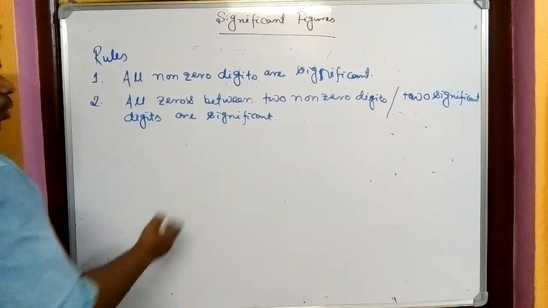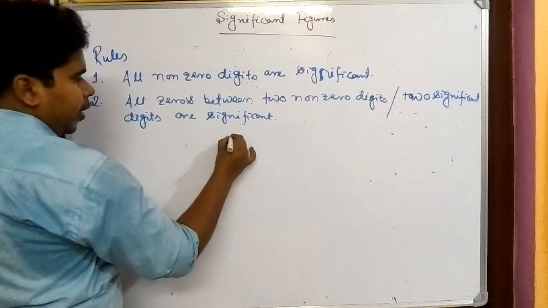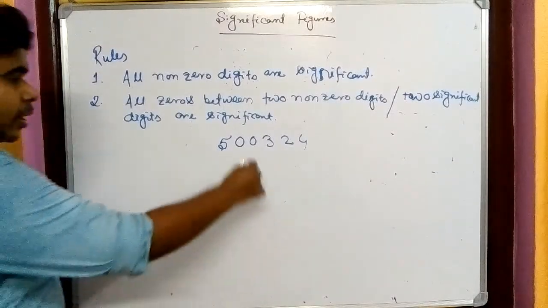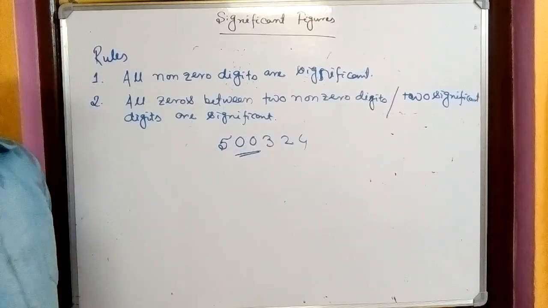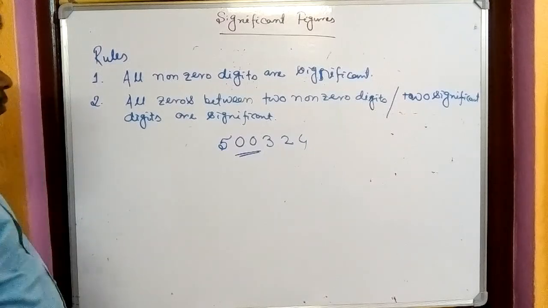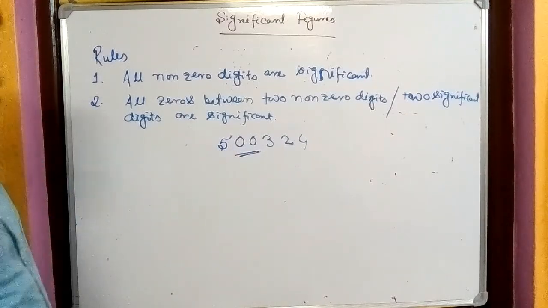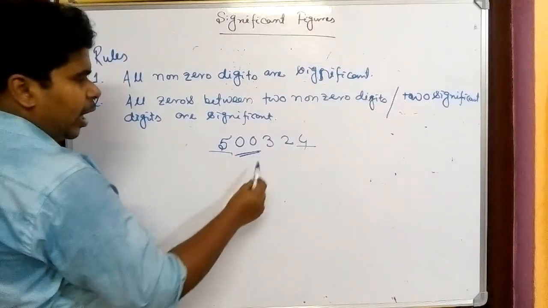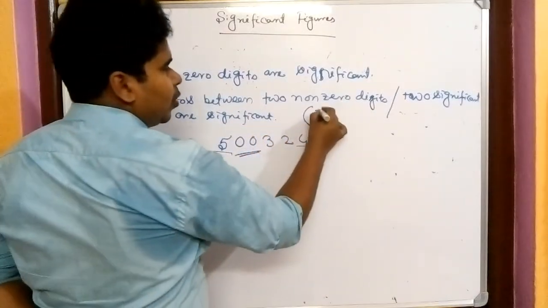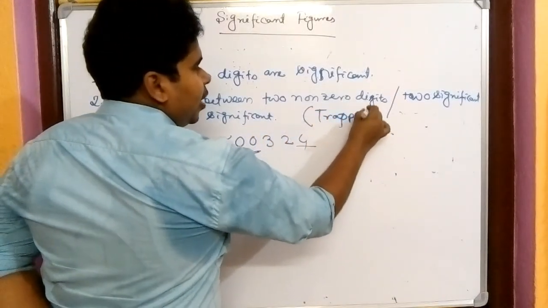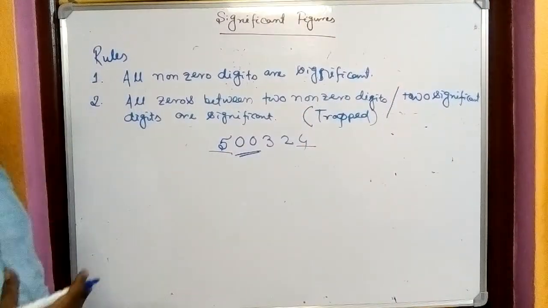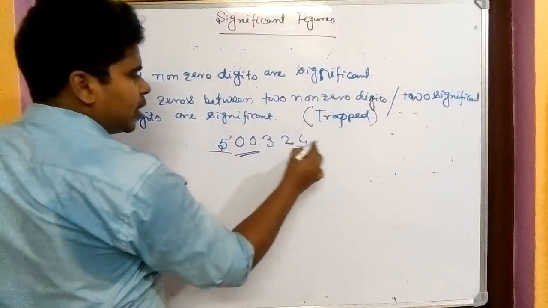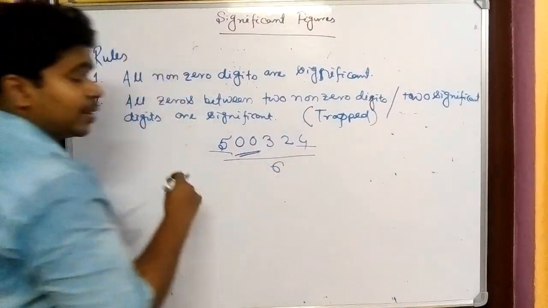Example, assume I have given 500324. Whether these zeros are significant or not? See, they are in between two non-zero digits, here non-zero, here also non-zero. There is one very interesting word for this, called trapped. If we see a trapped zero, that should be significant. So 1, 2, 3, 4, 5, 6, here the significant figures are 6.